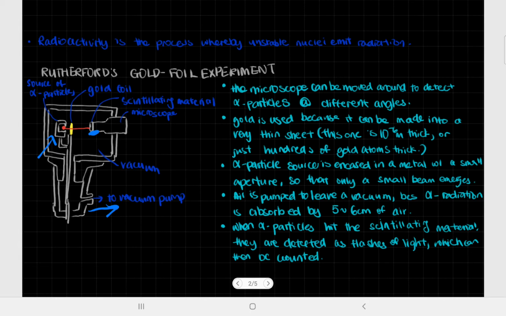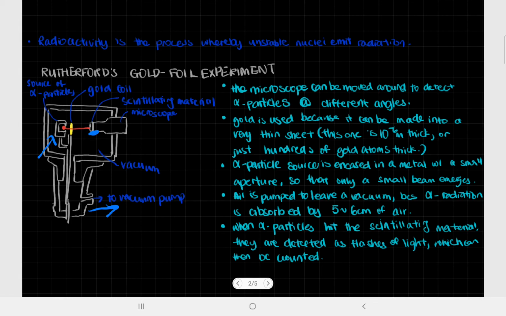All the particle sources are encased in a metal with a small aperture, and you can see that there's a tiny opening, and that's where the alpha particles come out. It's there so that only a small beam emerges from the source. The rest of the metal casing will completely absorb the alpha particles emitted by the source. Even a sheet of paper can absorb alpha particles, so a casing of metal should completely absorb all that is emitted, except for this tiny hole.